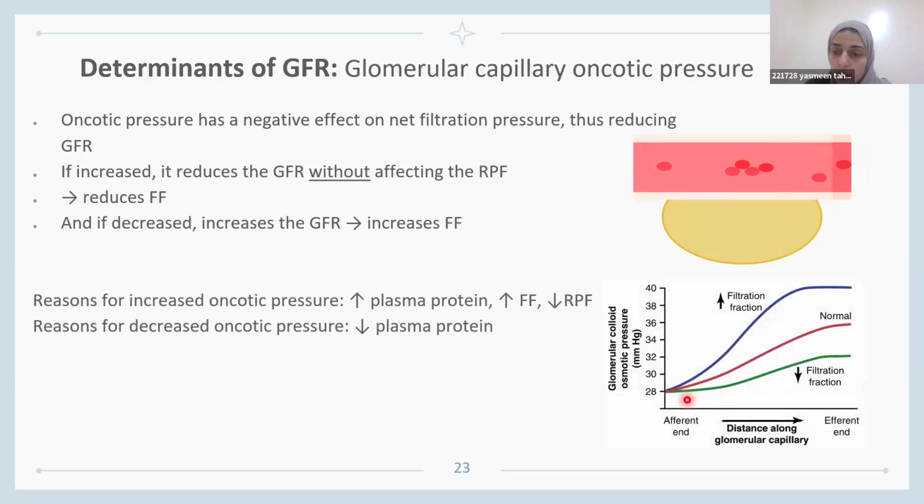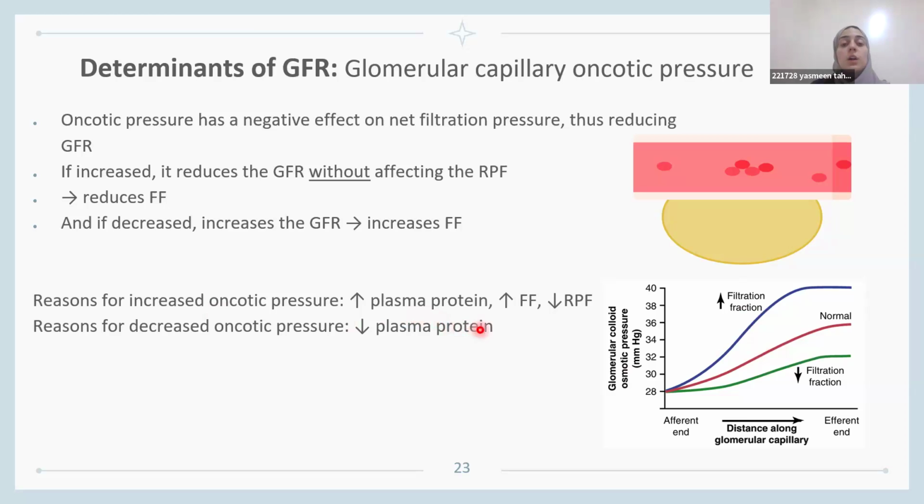So let's look here at the distance along a glomerular capillary. This is the afferent end, and this is the efferent end. Let's look at the normal one first. From the afferent end, it's around 28. We are filtering, but the protein is staying, so the oncotic pressure is normally increasing. And this is compared to different filtration fractions.